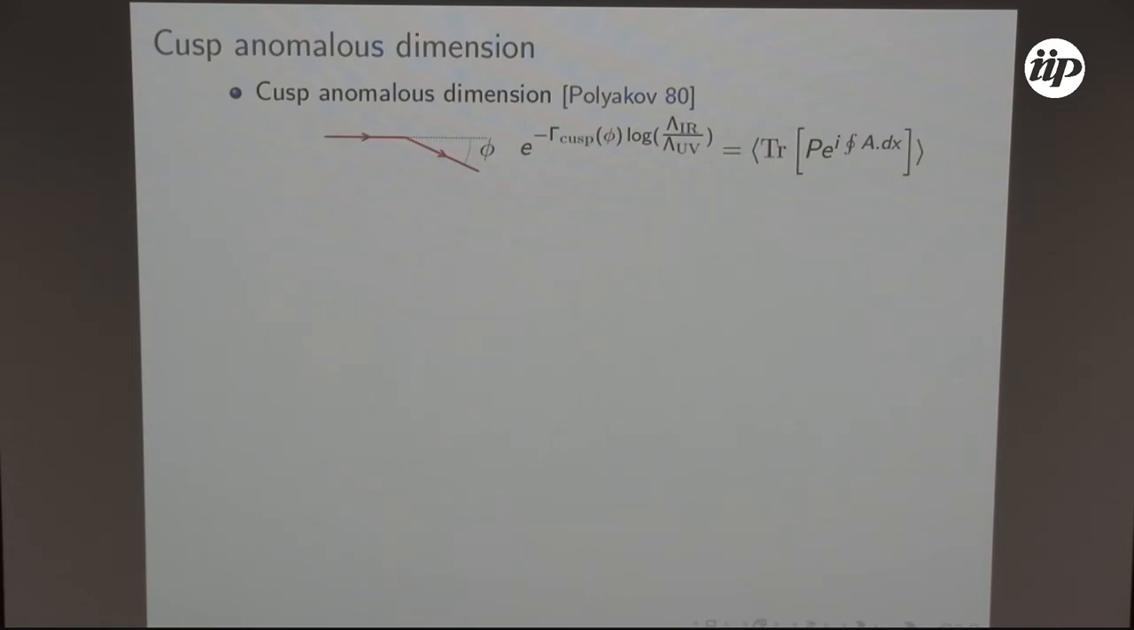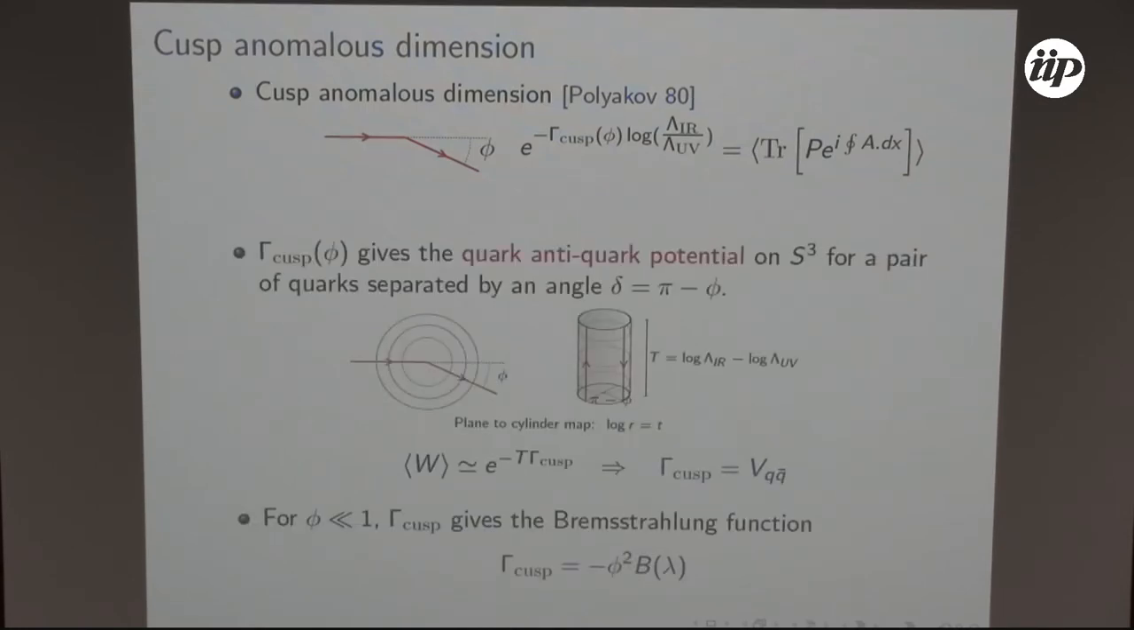So typically, whenever you have a sudden change in the direction of your Wilson loop, this introduces logarithmic divergences. Because of that, there appear this UV and also infrared cutoff, because I'm considering an infinite line. And the cusp anomalous dimension is just the coefficient in front of these logarithmic divergences, right? Well, but then you can see that you can relate this quantity with the quantities I defined in the previous slides, the quark anti-quark potential, and also the Bremsstrahlung function.